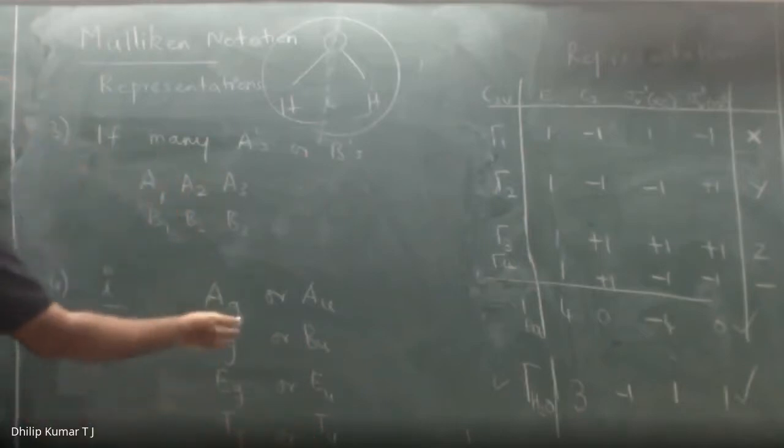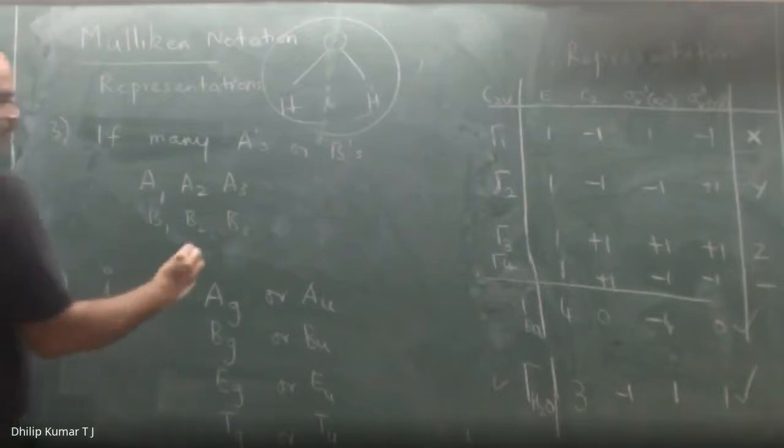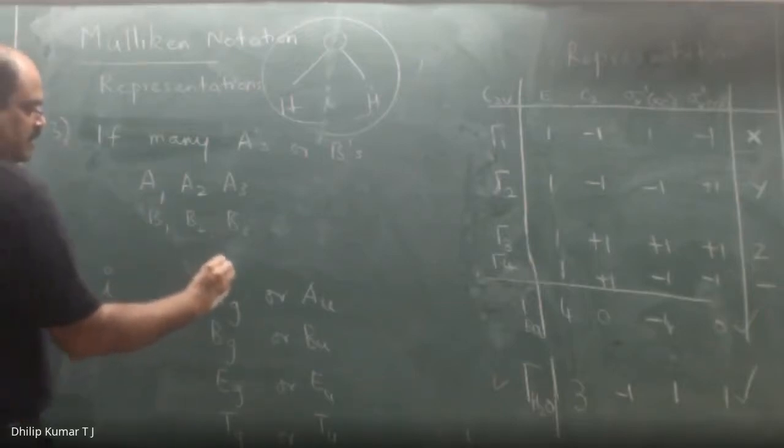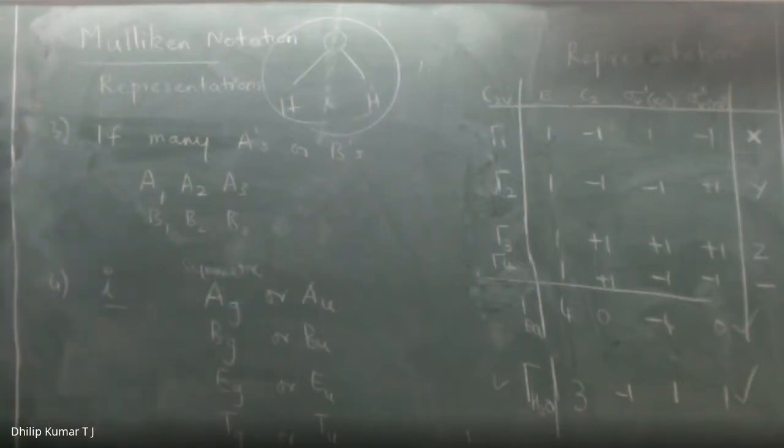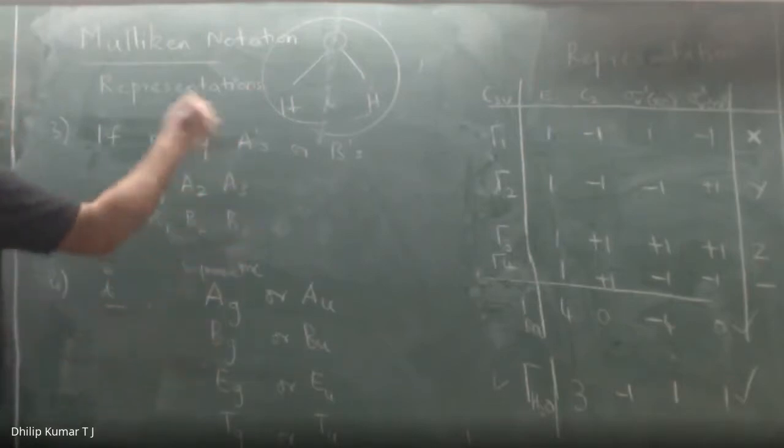Okay, so G means gerade, right? So it's symmetric. If the molecule has inversion symmetry I, that means it has a symmetric nature. So you can write Ag or Bg. B comes from the antisymmetric property of rotation.